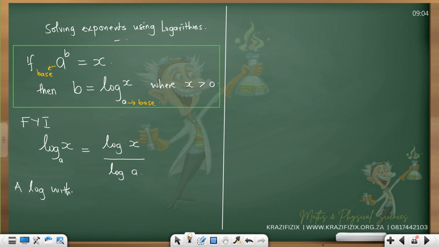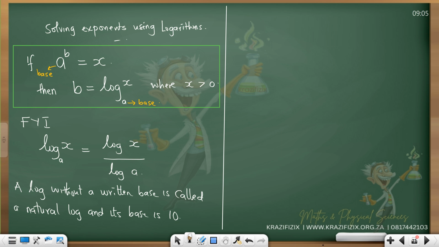A log without a written base is called a natural log. And its base is 10. Now, this is actually very important, guys. When we do acid and base in grade 11, this is going to come in. So it's better we know it now. Yes, it's important. This comes in acid and base, grade 11. So let's take a bit of time.